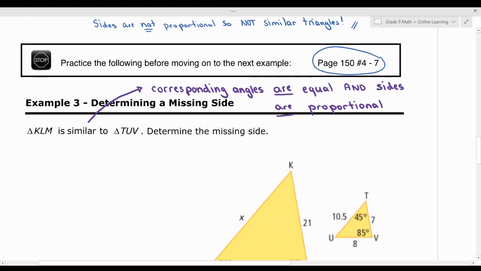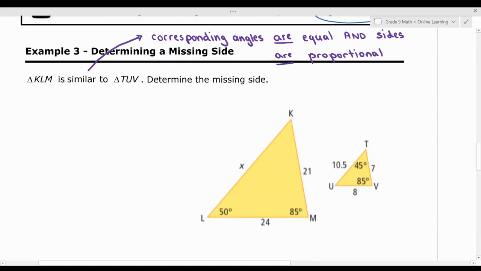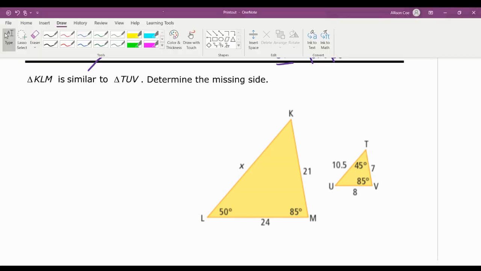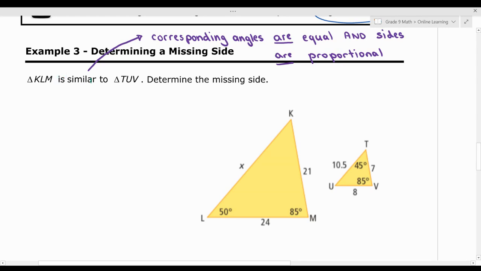So example 3, different type of question. This time we want to determine a missing side. Okay, so it tells you that triangle KLM is similar to triangle TUV, and you want to determine the missing side. It's being represented by the letter X. So right away, by the question telling me that these two are similar, by default, I right away know the corresponding angles are equal, and then the sides are proportional. So I don't need to prove that.